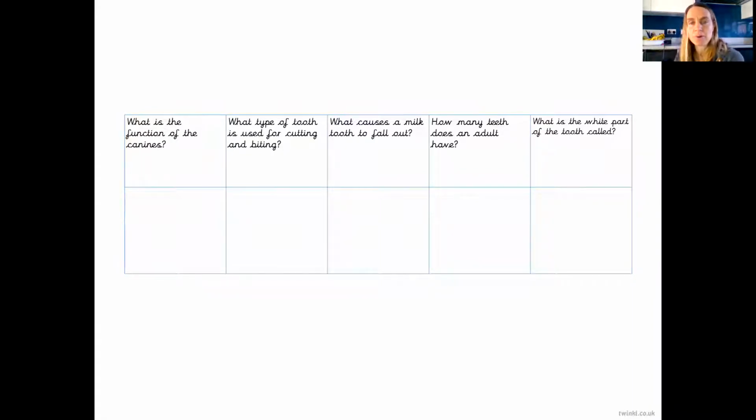Question 3, what causes a milk tooth to fall out? Think about the reason your milk teeth or your baby teeth all fall out. What is the reason for that? And question 4, how many teeth does an adult have? I wonder if anyone can remember the number. And question 5, does anybody know what is the white part of the tooth called? That's the bit that we see. Okay, pause the video while you do your answers, and then I shall go through the answers with you.